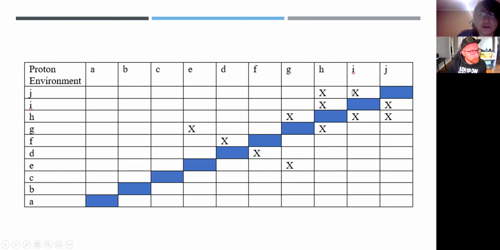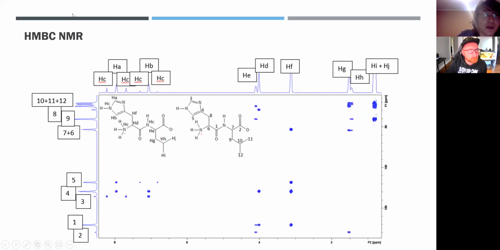And here's a table of proton interactions. And now to the HMBC NMR.